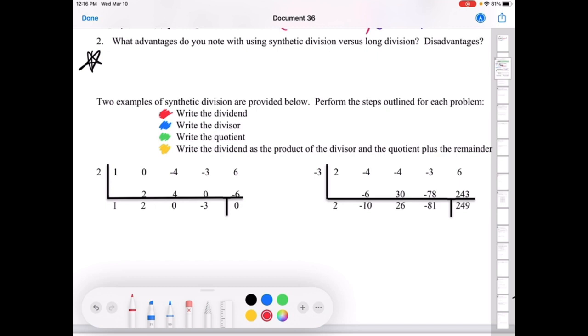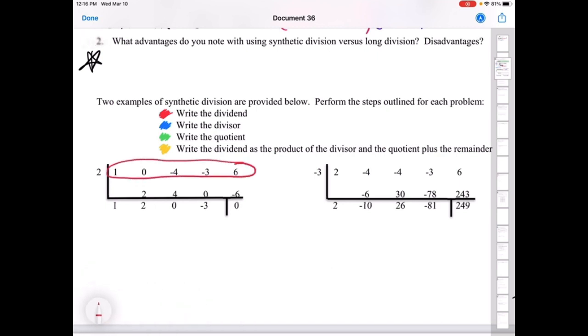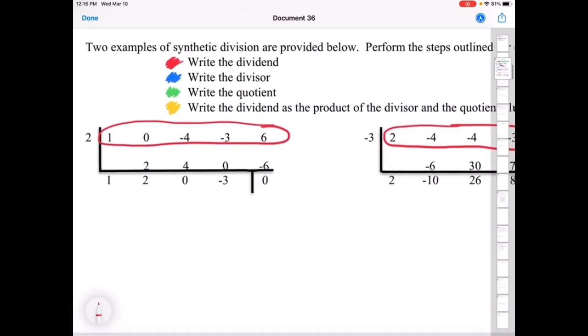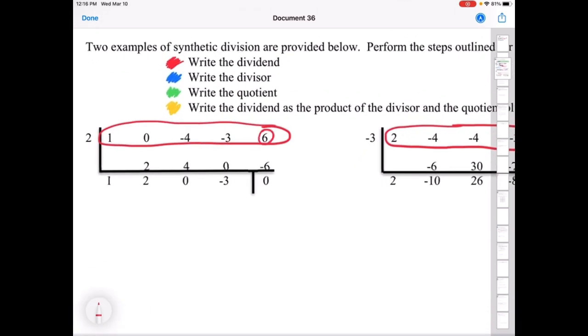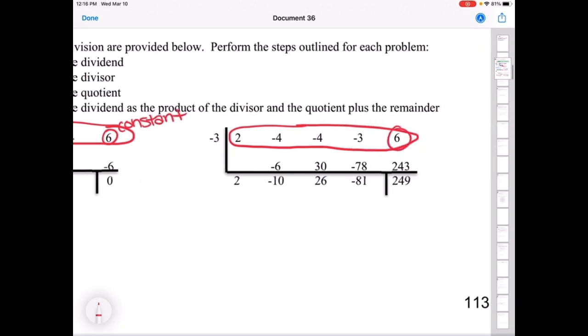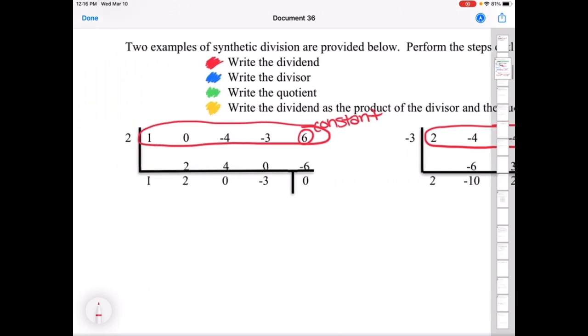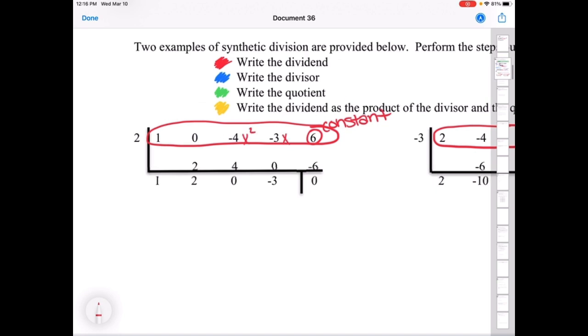We know that our dividend is going to come from this first row, because that's where we put the coefficients from our dividend to begin our problem. This is always going to be our constant. We're always going to have our constant to the rightmost, and then the degree is going to go up from there. So in this situation, we're going to have x squared, x to the third, x to the fourth. So my dividend, I'm going to write in red, is x to the fourth minus 4x squared, no need to write this 0x to the third, minus 3x plus 6.